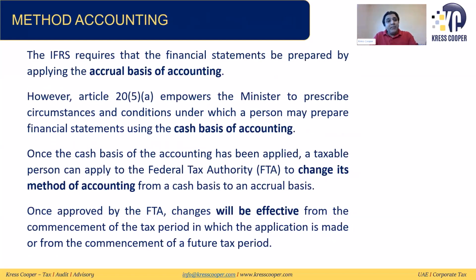IFRS requires that financial statements be prepared on the accrual basis of accounting. We all know this. But the minister can prescribe the circumstances under which a person may prepare the financial statements using the cash basis of accounting. Again, we need to wait. What are the circumstances under which we can use the cash basis? And if a business is preparing financial statements using any method and wants to change the method, or wants to go back to the accrual method, in this situation they need to take approval. Once approved, this approval will be effective from the commencement of the tax period in which the application is made, or from the commencement of a future tax period.